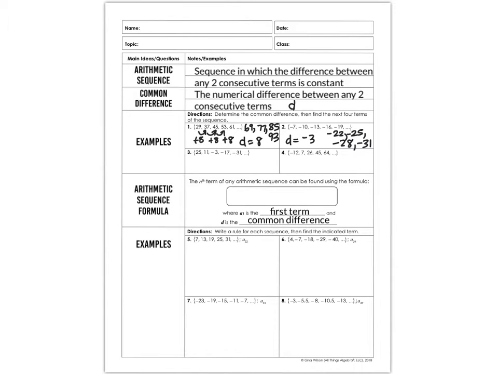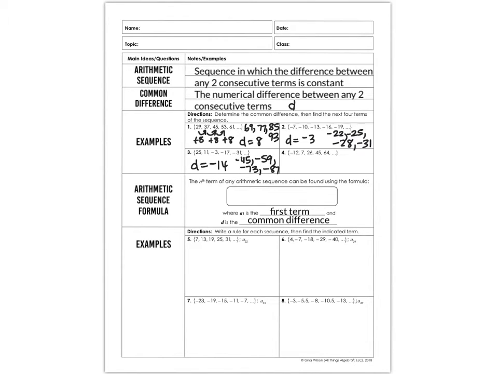Okay, the next one, they're obviously subtracting the same thing each time. They're subtracting, what is that, 14? So D is negative 14. So the next four terms, let's see, if I subtract 14, that would be negative 45, negative 59, negative 73, and negative 87. And you can use your calculator if you need to.